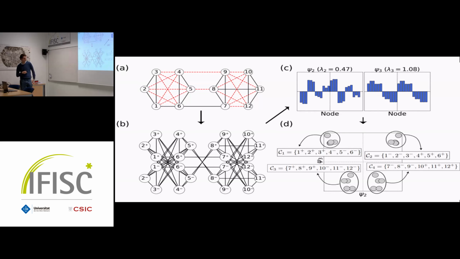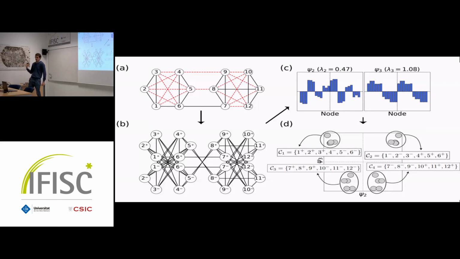And for example, let's look at this one. This corresponds to 1 plus, 2 plus, 3 plus, 4 minus, 5 minus, 6 minus. This is telling us that we have a faction because it's antisymmetric, and the 2 factions in this cluster are, on the one hand, 1, 2, and 3, this triangle, and 4, 5, 6, this triangle. And if we did the same analysis for this cluster, we would recover the other factions.